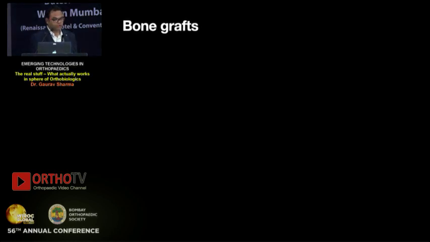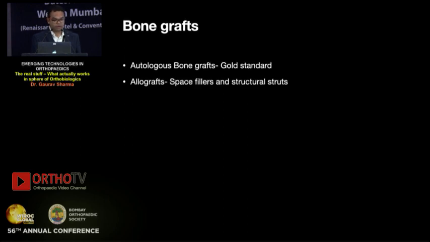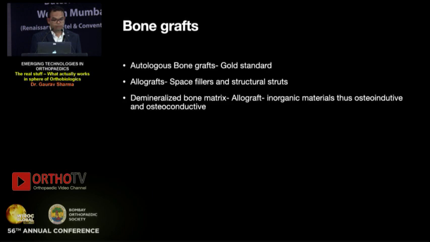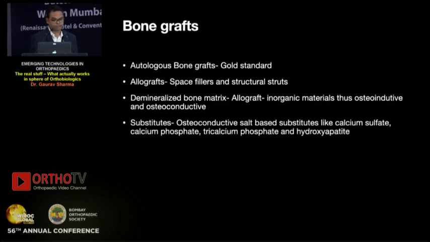Now, coming to the bone grafts per se, as we know, autologous bone grafts are the gold standard. Allografts are used as space fillers and structural struts. Demineralized bone matrix is nothing but allograft minus inorganic materials, and thus it is osteoinductive with some osteoconductive properties. Substitutes are osteoconductive, and include calcium sulfate, calcium phosphate, tricalcium phosphate, and hydroxyapatite crystals. They have shown wonderful results in various non-unions and delayed unions, basically in bone healing.